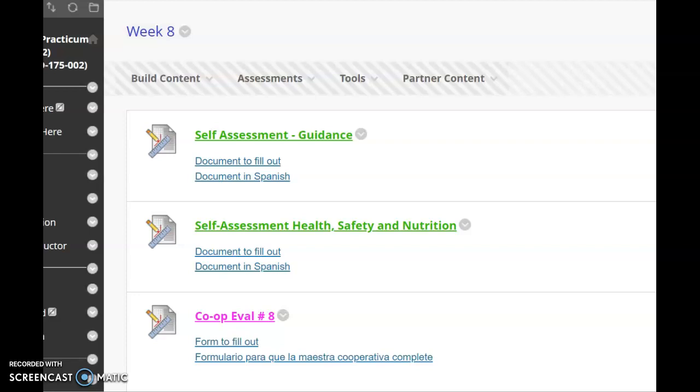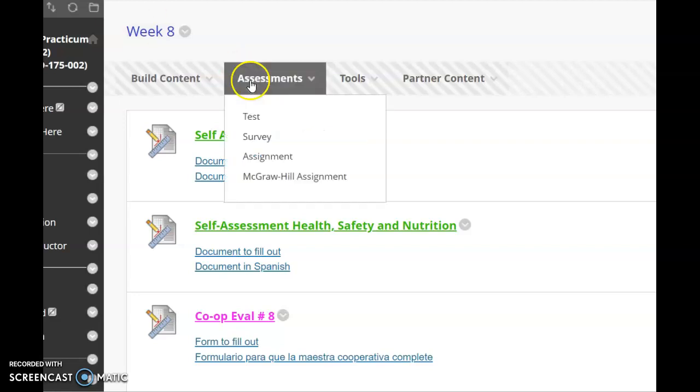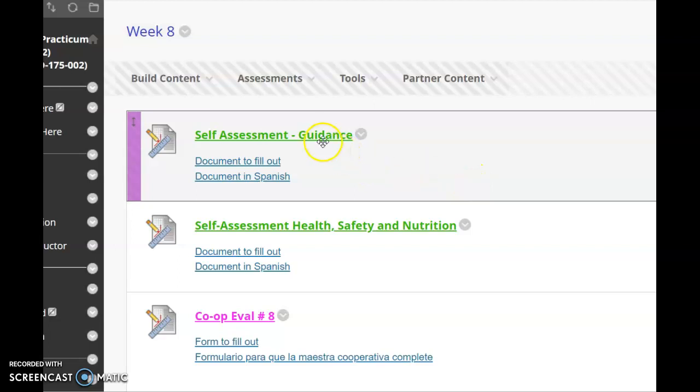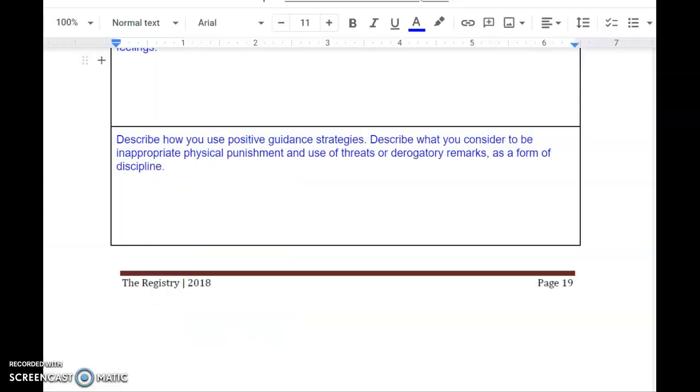Hello, my practicum students. We are looking this week at fulfilling two of those self-assessment documents. So let's check out the guidance one first.